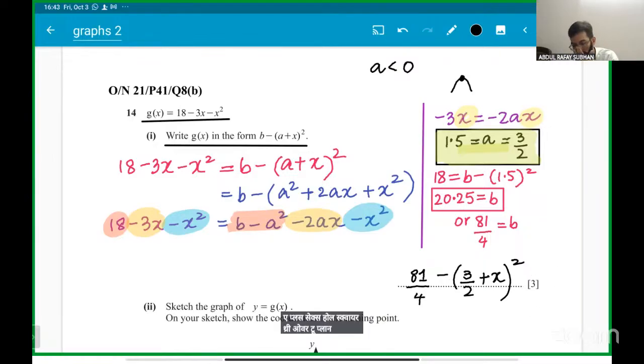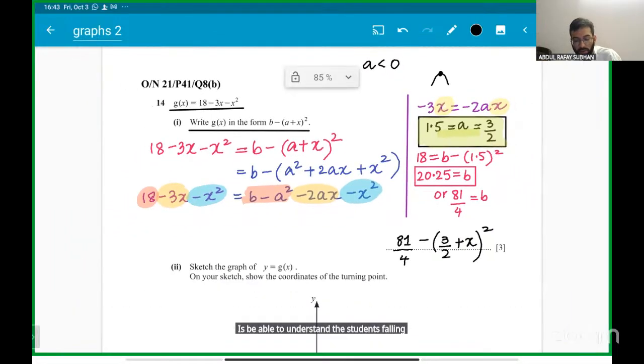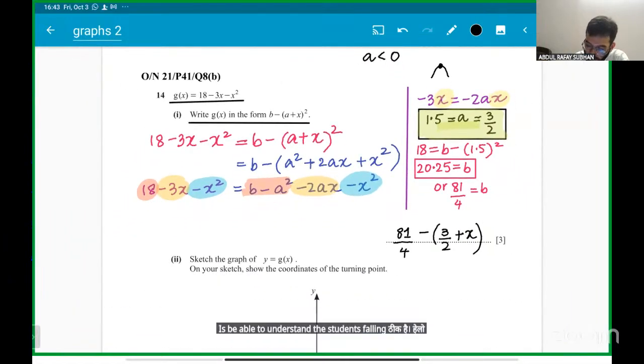Clear, understood? People got it? Is everyone understanding, getting this? Clear, students? Following? Okay. Hello. Is everyone got this? Is it clear?